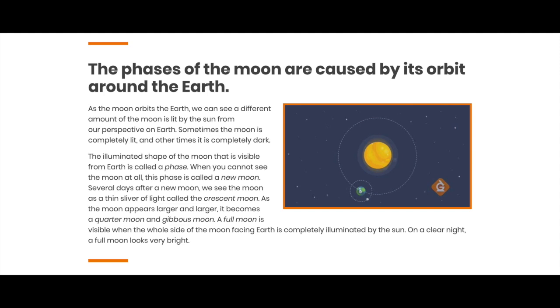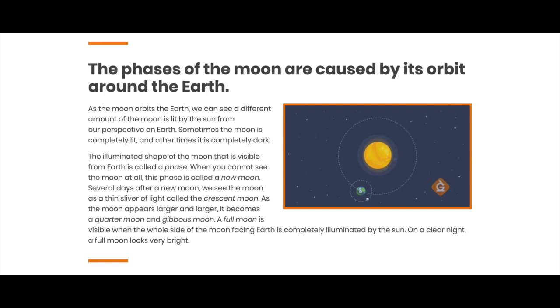The phases of the moon are caused by its orbit around the Earth. As the moon orbits the Earth, we see a different amount of moon lit from the sun from our perspective on Earth. So sometimes the moon is completely lit and other times it's completely dark. The illuminated shape of the moon visible from Earth is called a phase.